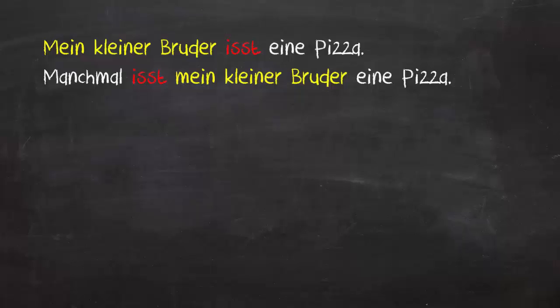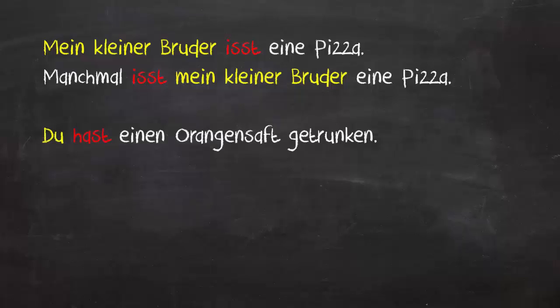Manchmal isst mein kleiner Bruder eine Pizza. Sometimes my little brother eats a pizza. The verb and the subject switched places, so that, according to the rule, the verb stays in the second position in the sentence.